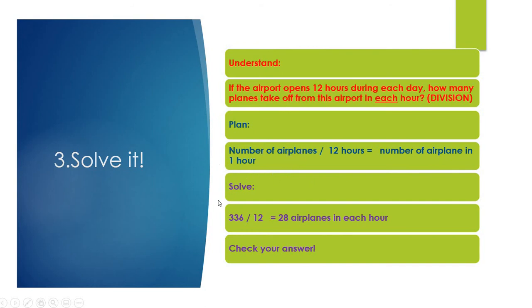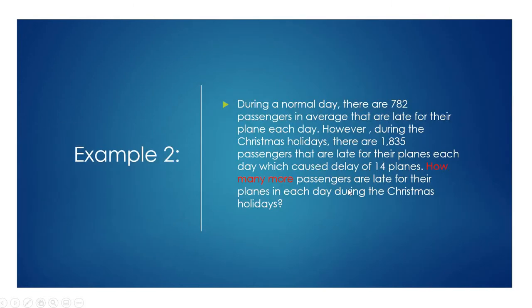During a normal day, there are 782 passengers on average that are late for their plane each day. However, during the Christmas holidays, there are 1,835 passengers that are late for their planes each day, which causes a delay of 14 planes. How many more passengers are late for their planes each day during the Christmas holidays?